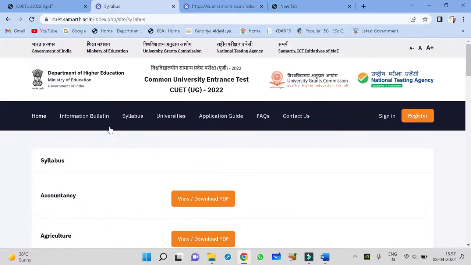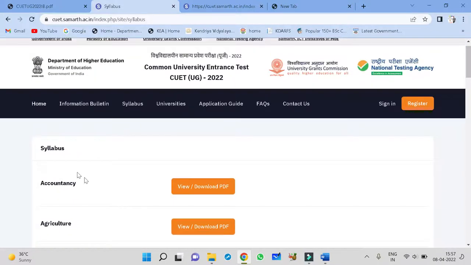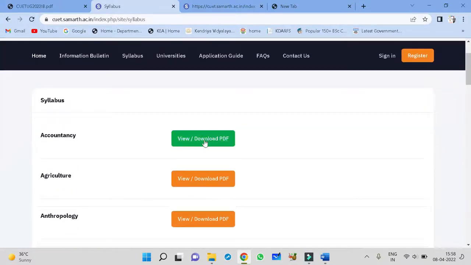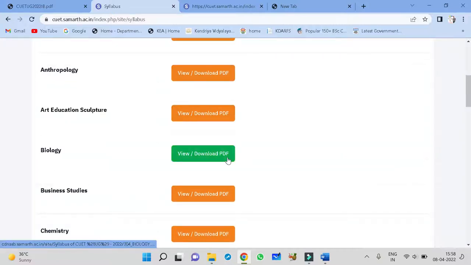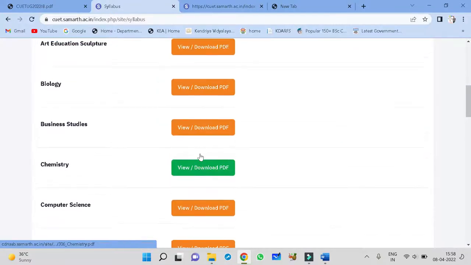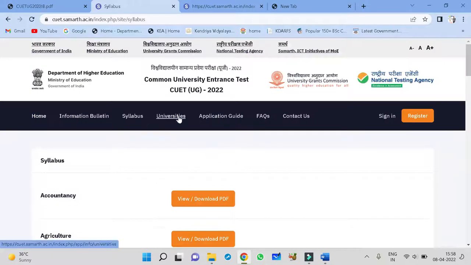According to their syllabus it is there, view and download. If you want to pursue your degree in biology, you can click it and download there, right? Chemistry, computer science, right? So you can go through this. This is about the university, this is about the syllabus. Now the information bulletin, if I click this, we will end up here, right?